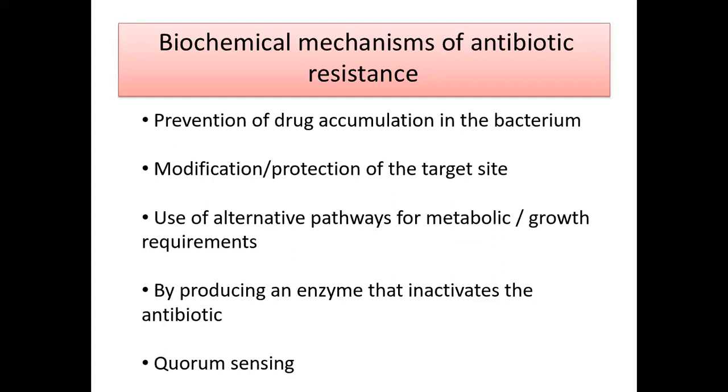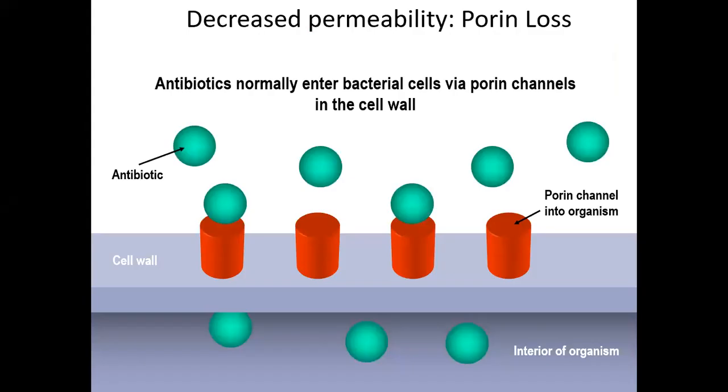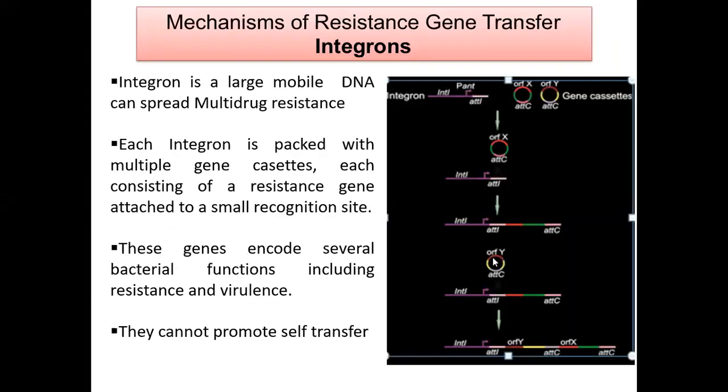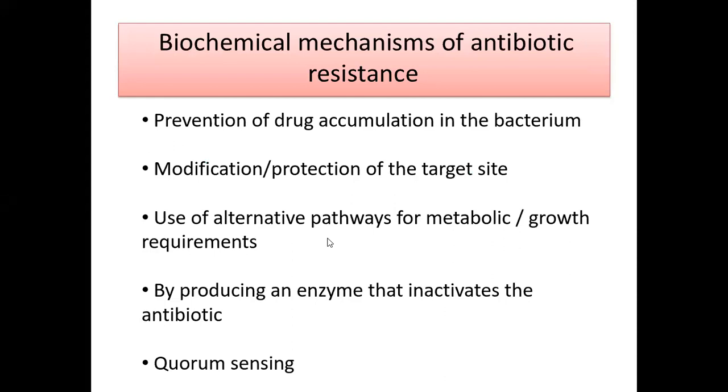Then modification, protection of the target site. If the 30S ribosomal site is the binding site for the drug, 30S can be modified. So it can bind the 30S or 50S site, right? So definitely it can't bind, it can't get the proper site for the binding, right?